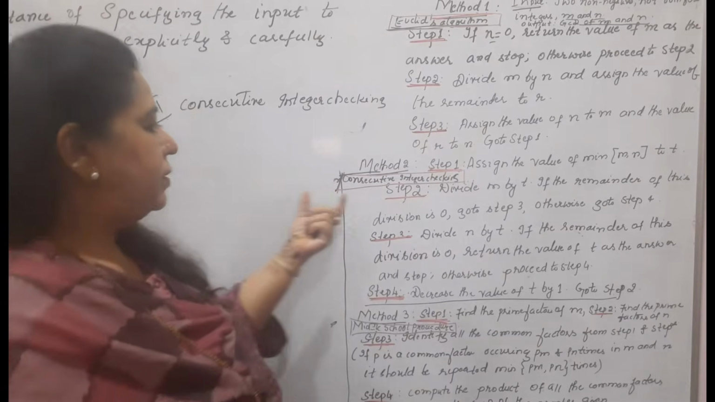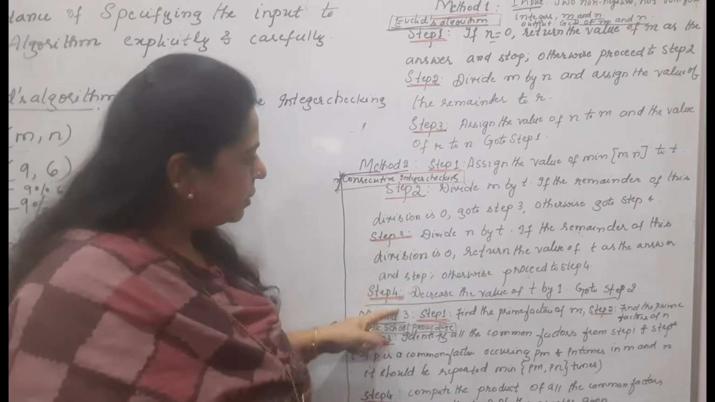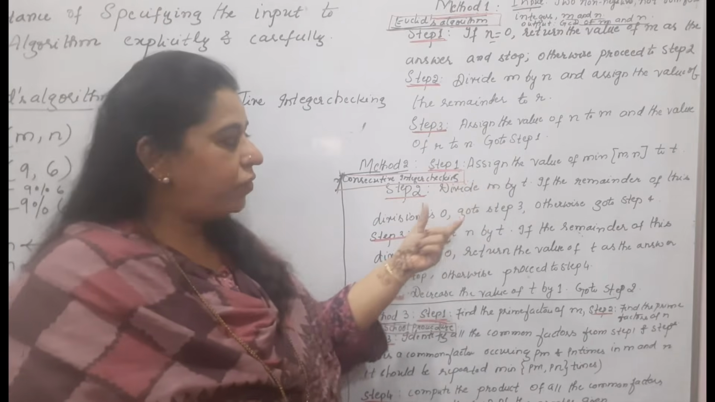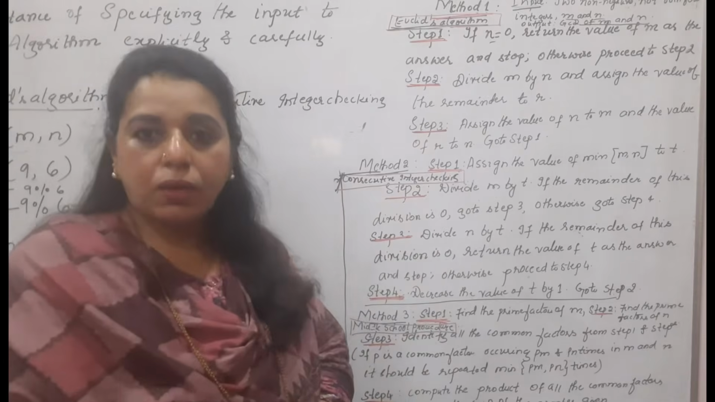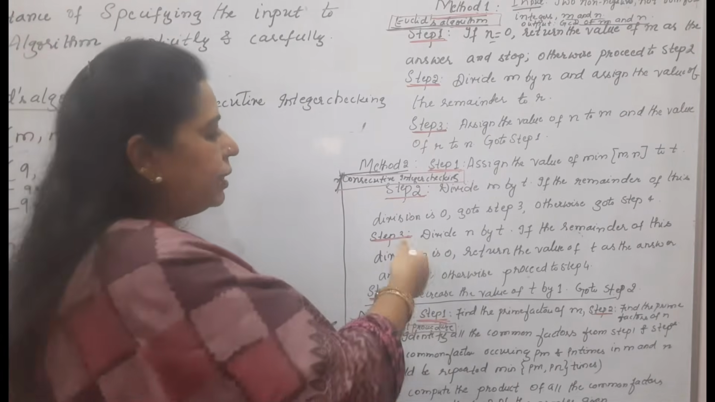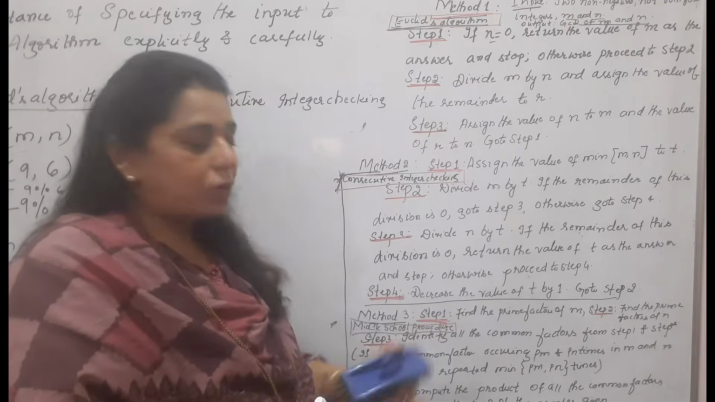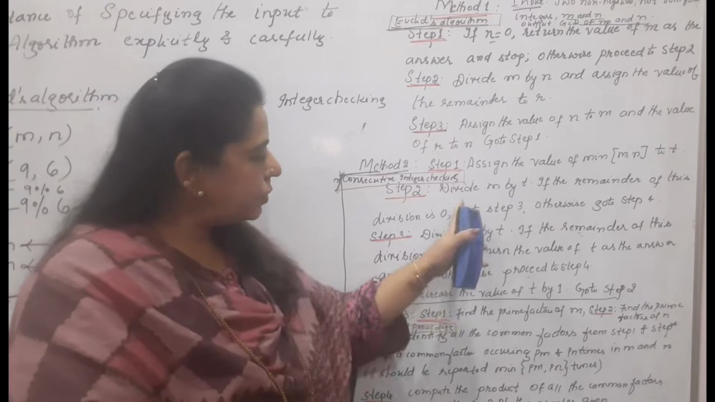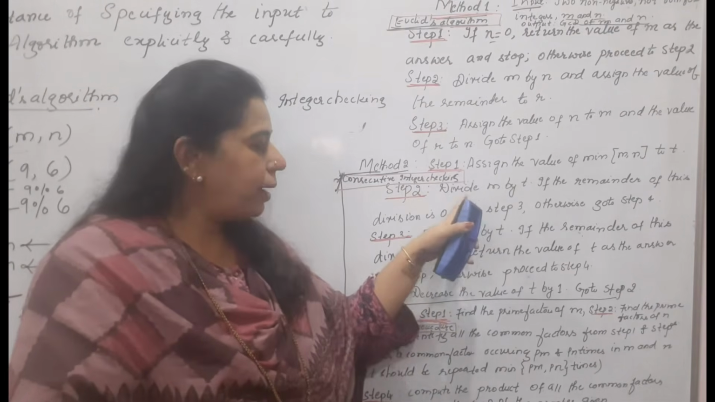The second method is consecutive integer checking. So what does this method say? Look at the steps. First, assign the value of the minimum of m and n to t. Divide m by t. Then if the remainder of this division is 0, only then you go to step 3. Step 3 says that you divide n also by t. If the remainder of this division is also 0, then return the value of t as the answer and stop. Otherwise, you proceed to step 4. In step 4, you decrease the value of t by 1 and then go back to step 2.